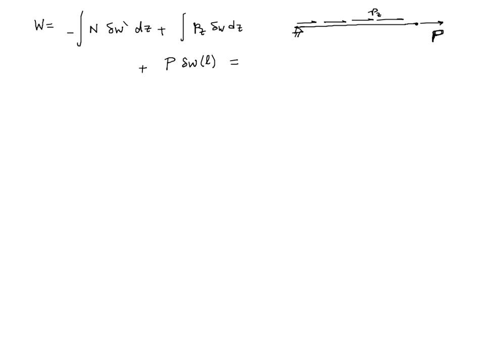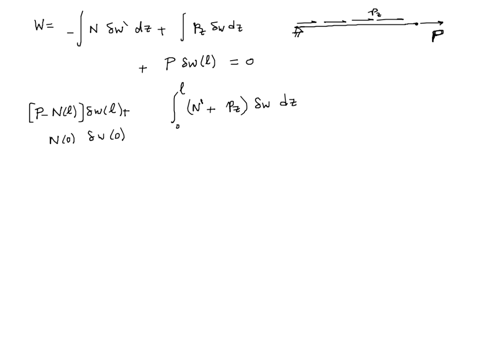So now, this has to be of course 0 for every choice of delta w, so when we integrate by parts now, we're going to have the following. As before, integration from 0 to L of N prime plus p_z times delta w dz. This is not going to change. What is going to change is that the boundary terms now will be different. There will be one boundary term that says P minus N at L times delta w at L, and a term that says plus N at 0 times delta w at 0. And all this is equal to zero.